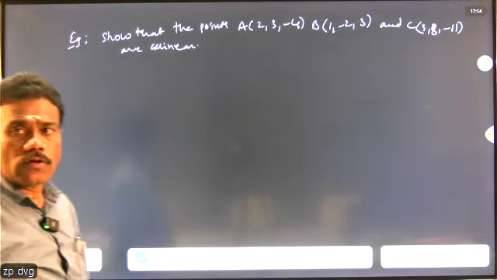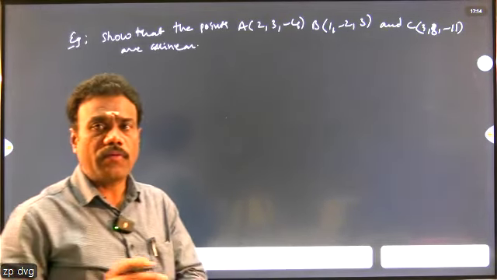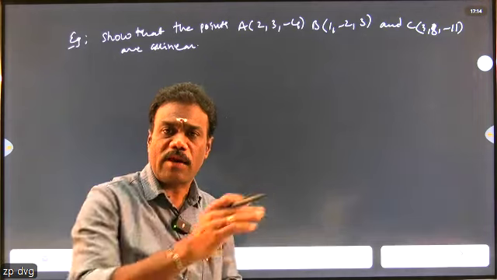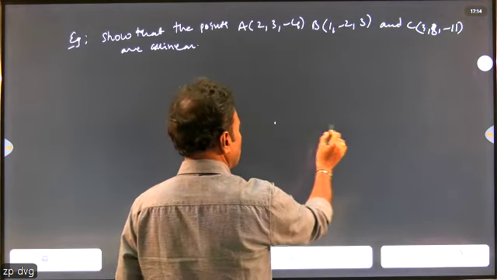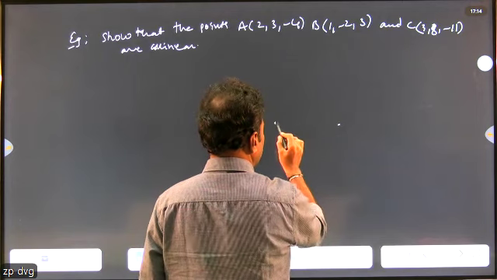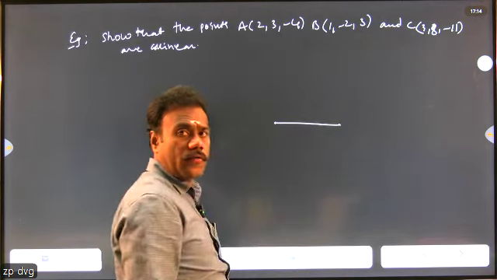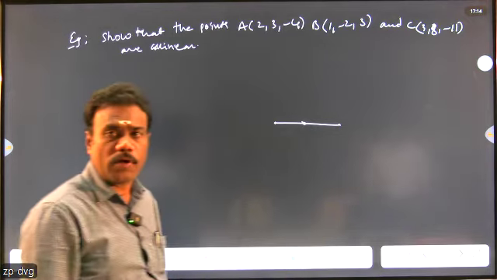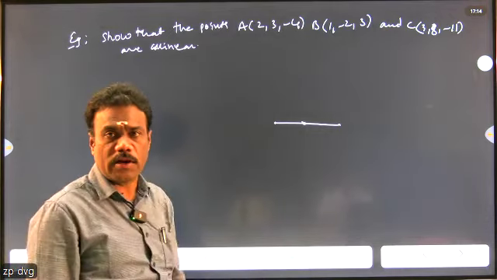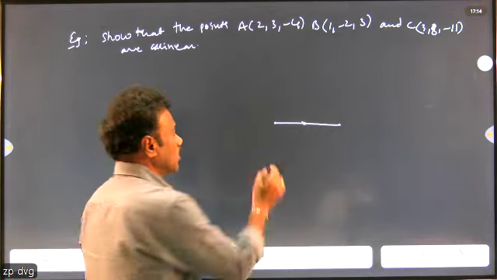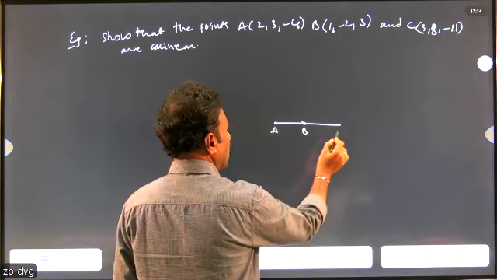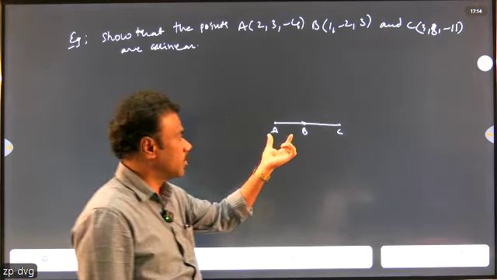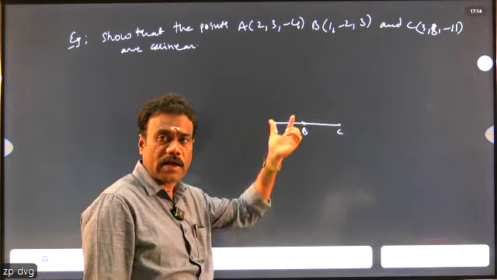See here, we have to show that 3 points are collinear. Generally, we know collinear means that two or more points lie on the same line. If you take 2 points and join them, you'll get a line. If you take any other point on that line, then the 3 points are called collinear points. To show these 3 points A, B and C are collinear, first we have to find, as we already discussed, the direction ratios.